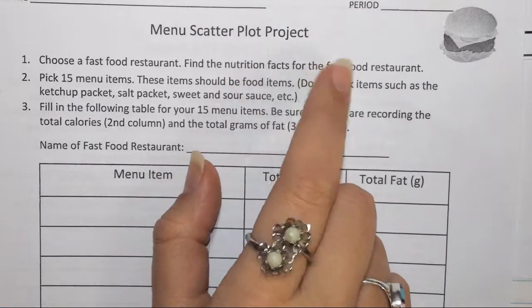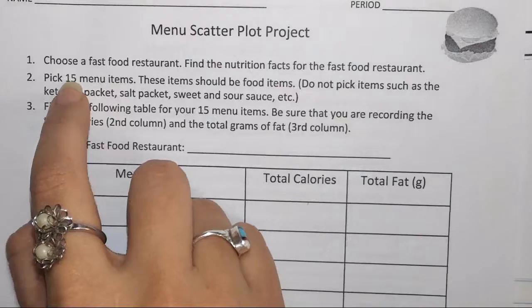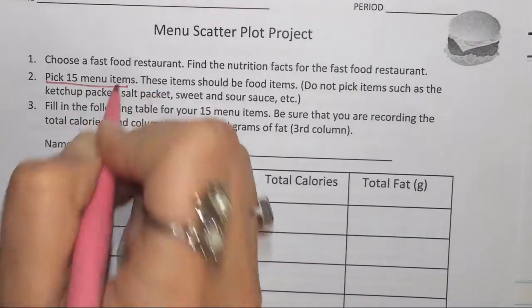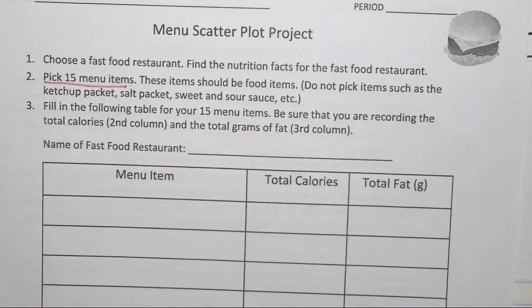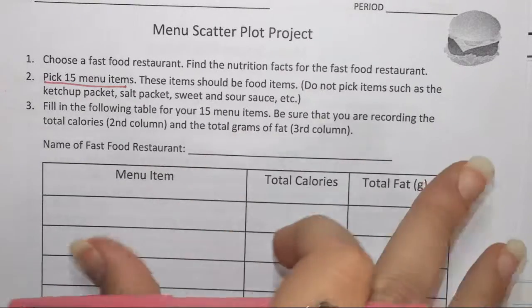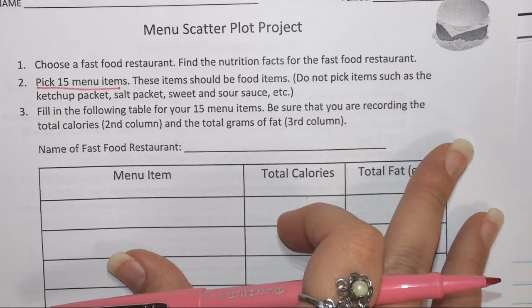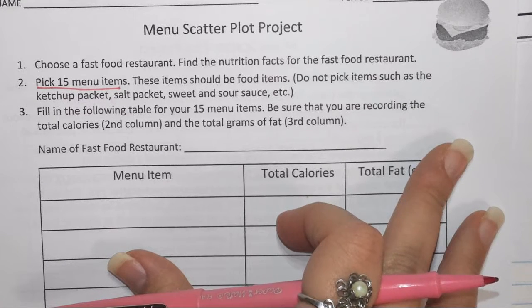Alright, so you're going to find the nutrition facts for the fast food restaurant. You're going to pick 15 menu items. Let's underline some important facts. 15 menu items. These items should be food items. So not like salt or ketchup or sauce. We don't care about that. It needs to be food that you order.